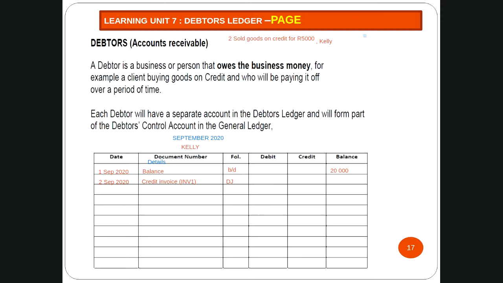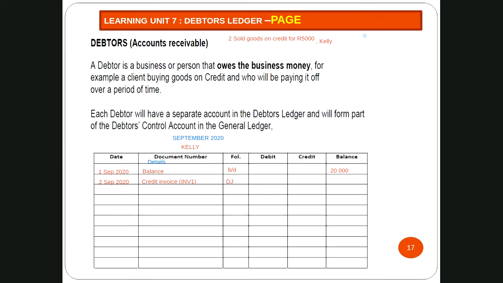You can score marks, because if one of the things is wrong there, it doesn't mean that you lose all the marks. You only lose that one. That's why I like this one. Can you see? Easy. Any questions?